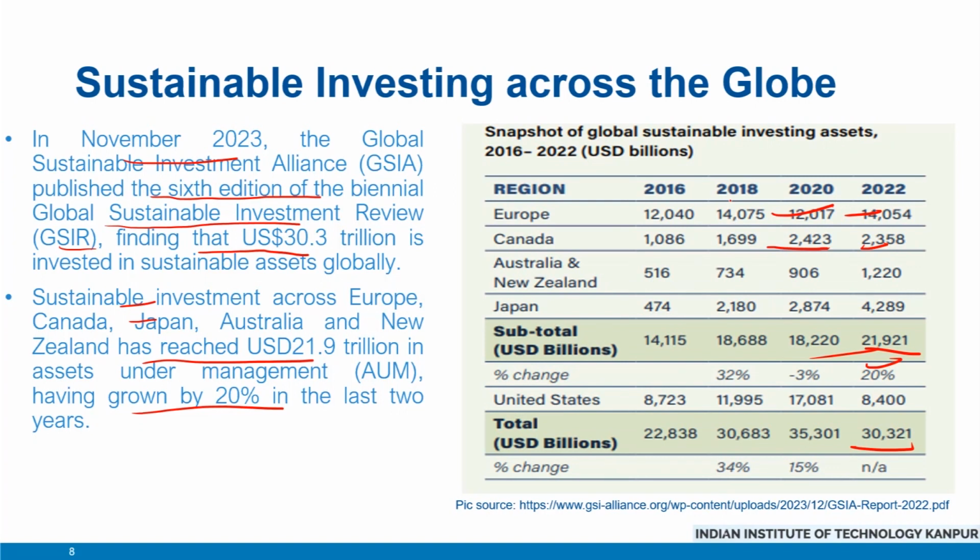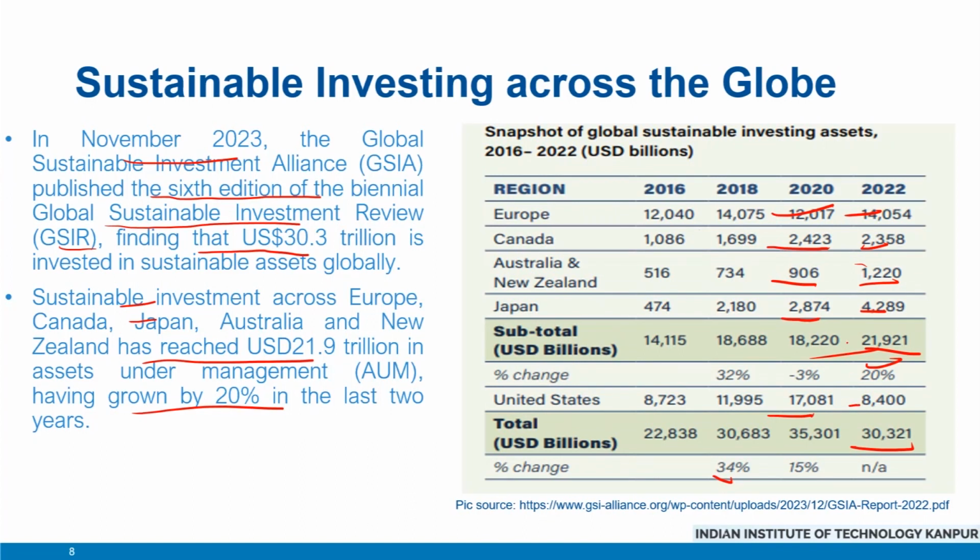In contrast, there continues to be strong growth in the Japanese market, which has seen sustainable investing assets grow from $2.9 trillion in 2020 to 4.3 trillion in 2022. Sustainable investing has grown from 24% of the market in 2020 to 34% in 2022. The Australian and New Zealand market has grown on an absolute basis from 906 billion to 1.22 trillion in 2022. The US market for sustainable investments has dropped materially from 17.1 trillion to approximately 8.4 trillion due to change in methodology.